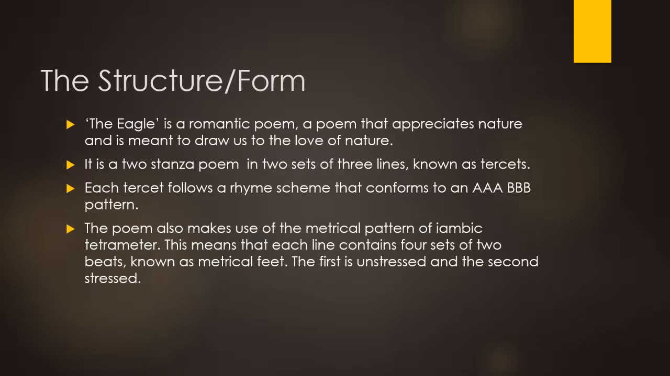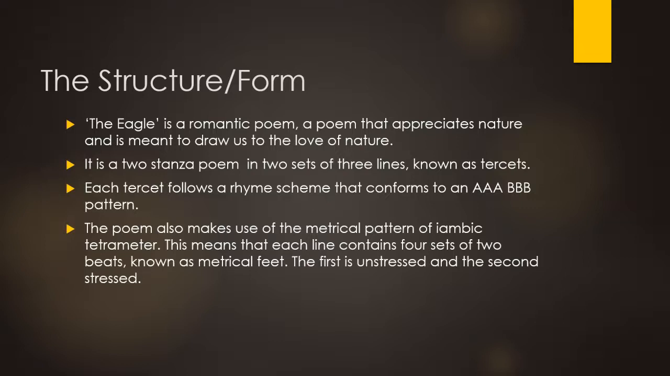So, in summary, The Eagle is a romantic poem, a poem that appreciates nature and is meant to draw us to the love of nature. It is a two-stanza poem in two sets of three lines known as tercets. Each tercet follows a rhyme scheme that conforms to the AAA-BBB pattern.